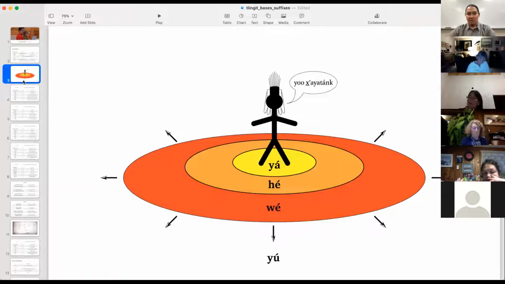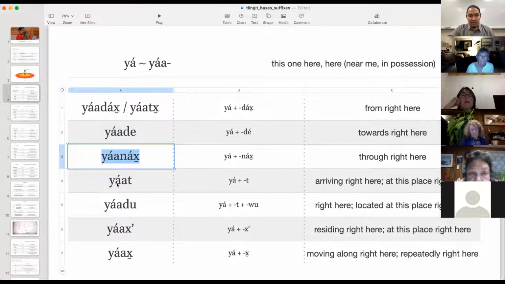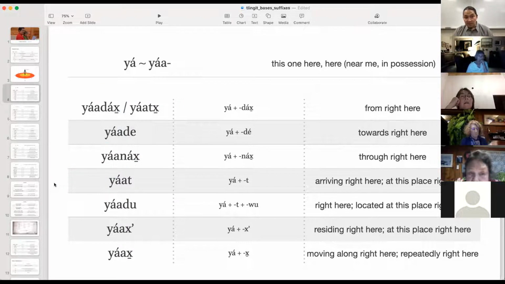So let's take a look at what happens when we put these on ya, he, we, and yu. These could take all of those suffixes. So you could have yadach or yat from here. I think they were here, it was here, and then it left or whatever. Yade towards here, yanach through right here, and then yat arriving here, yadu is here, yach residing or resting here, yach moving around or keeps coming back here. Okay.